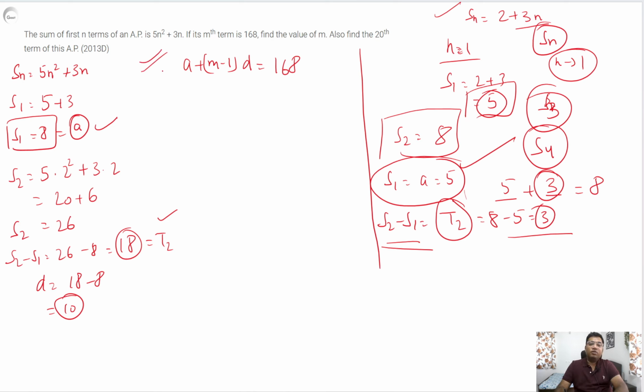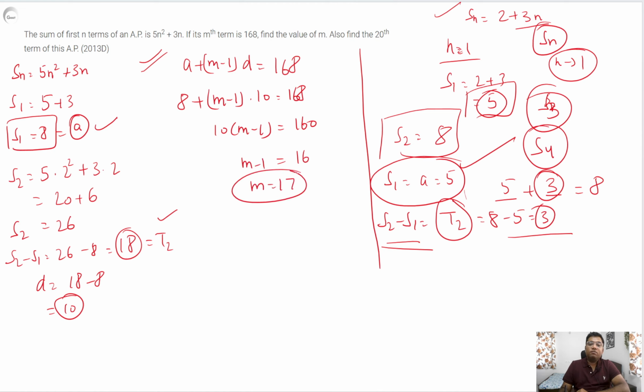Now I'm going to come back to the information earlier that I was trying to crack. The value of A and D, now I'm better prepared to address this. I have the value of A with me. I have the value of D with me. I just don't know the value of M till now. So I can easily figure it out, right? So A is 8, plus M minus 1 times 10 is equal to 168. Take the 8 that side, you will get 160 is equal to 10 times M minus 1. 10 goes that side, this becomes 16. M minus 1 is 16 and therefore M is equal to 17. So the value of M is 17.